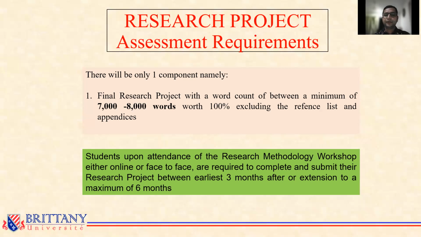But whatever it is, I suggest you plan it earlier. It is not necessary to submit at the end of 6 months. You can plan to submit earlier. You need to maintain regular communication with your supervisor. I will show you the communication later. So I hope this is clear. Your research word count is between 7,000 and 8,000 words, and the time frame is a minimum of 3 months and a maximum of 6 months. So you can submit anytime after 3 months and before 6 months.